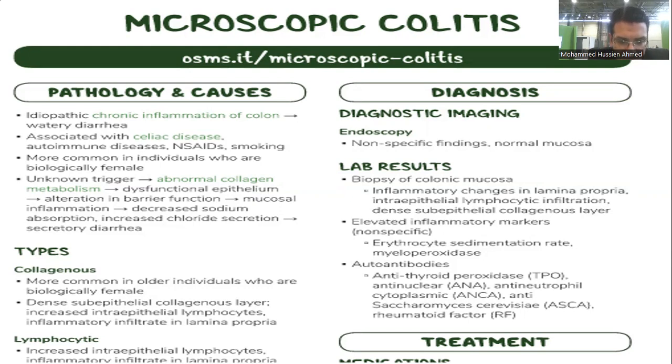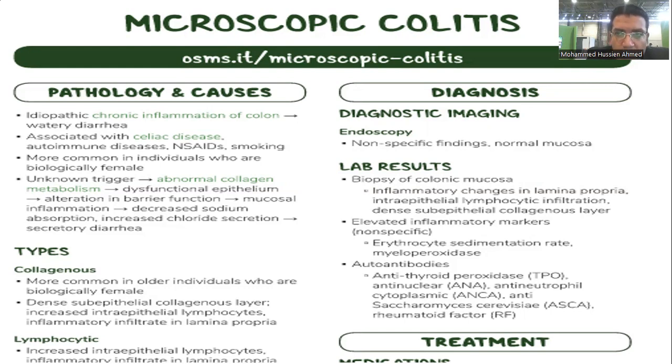The types of microscopic colitis: the collagenous type is more common in older women who are biologically female, as I mentioned before. It has a dense subepithelial collagenous layer, increased intraepithelial lymphocytes and inflammatory status in the lamina propria. Lymphocytic colitis is another type. There is no deposition of the collagenous layer as present in the collagenous type of microscopic colitis. There are only intraepithelial lymphocytes infiltrating the lamina propria.